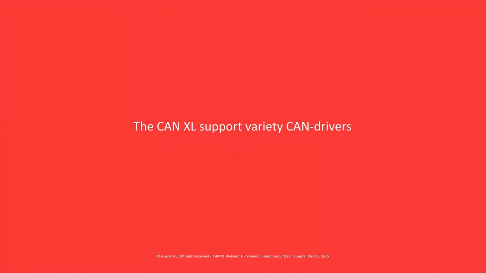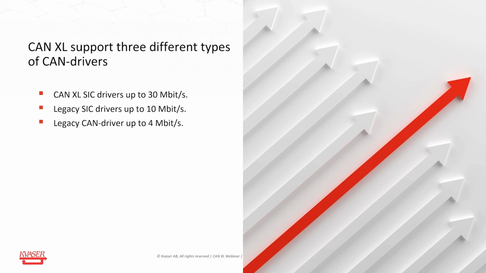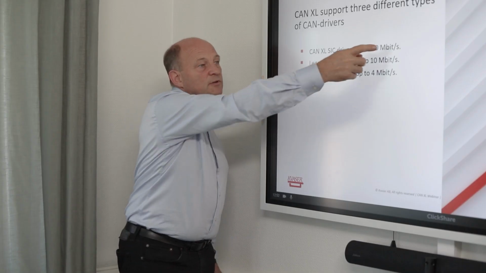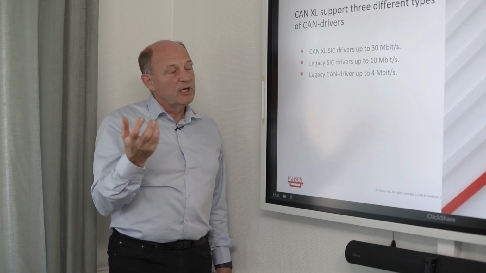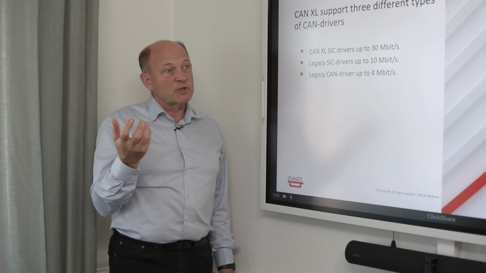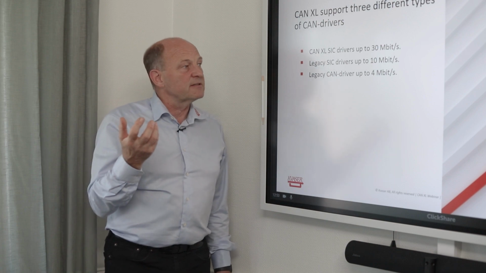So CAN-XL accepts classical CAN frames and CAN-FD frames. You can use legacy CAN drivers. So CAN-XL, first of all, yes, it supports these new CAN-XL SIC drivers that run in push-pull mode. And due to the push-pull mode, you get very symmetrical bits, which make it possible to run up to, I would say, up to 30 megabits. We've proven in a test in Detroit that it was no problem to run a pretty long bus with drop lines up to 20 megabits. And I think there was a lot of margin to go beyond that, but it was never tested.